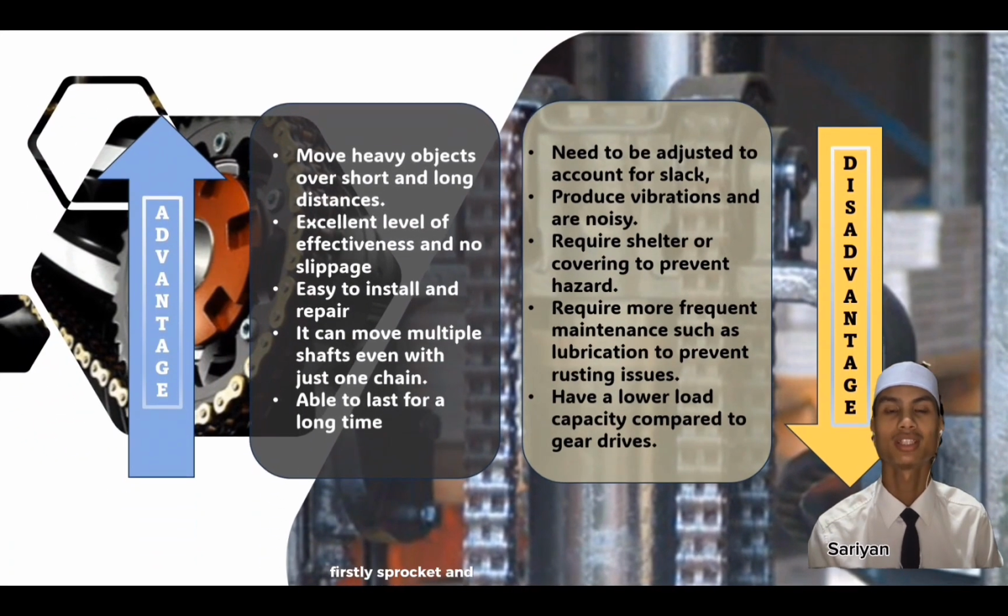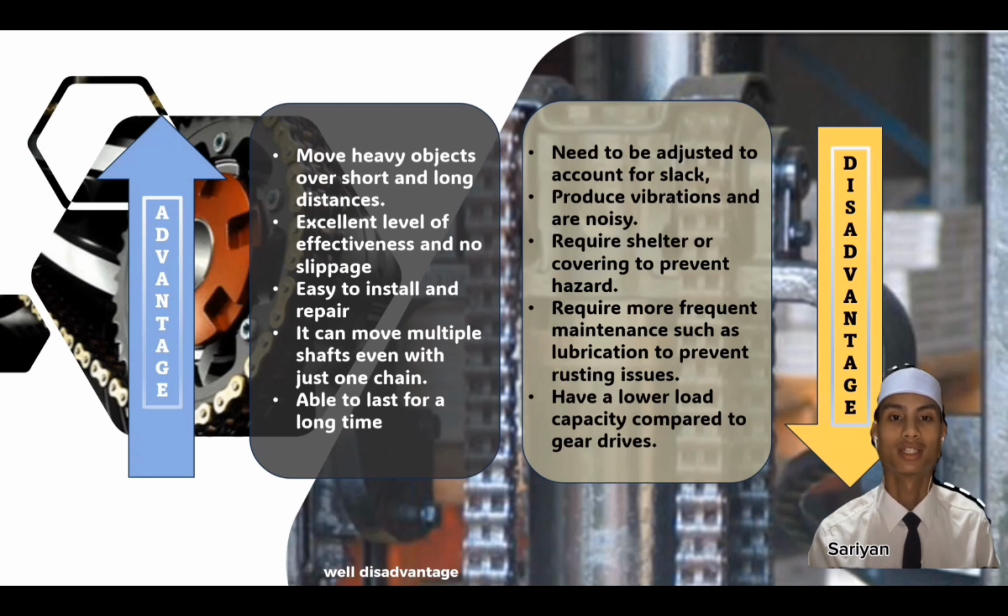Firstly, sprocket and chain have advantages and disadvantages. So the advantages of sprocket and chain are: first, chain drive can move heavy objects over short and long distances. Second, excellent level of effectiveness and no slip. Third, easy to install and repair. Fourth, it can move multiple shafts even with one chain. And last, able to last for a long time.